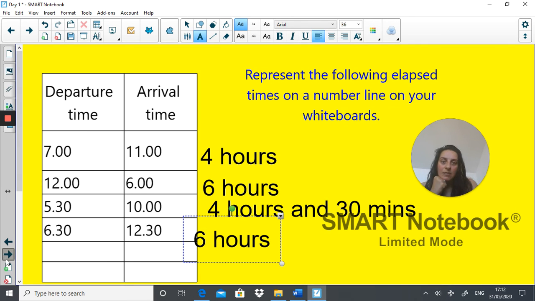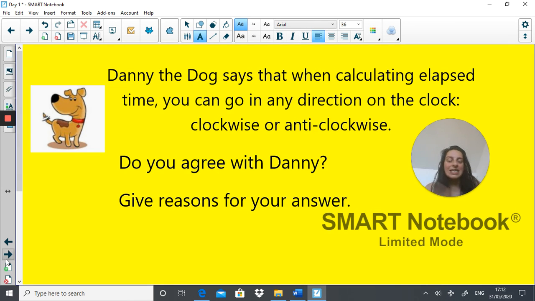Let's see what we have next. Danny's back. He has also had a great half-term holiday running around the back garden chasing squirrels. So he's back and he's ready to work and get serious. So Danny Dog says that when calculating elapsed time, you can go in any direction on the clock, so clockwise or anti-clockwise. Do you agree, Danny? Give the reasons for your answer.